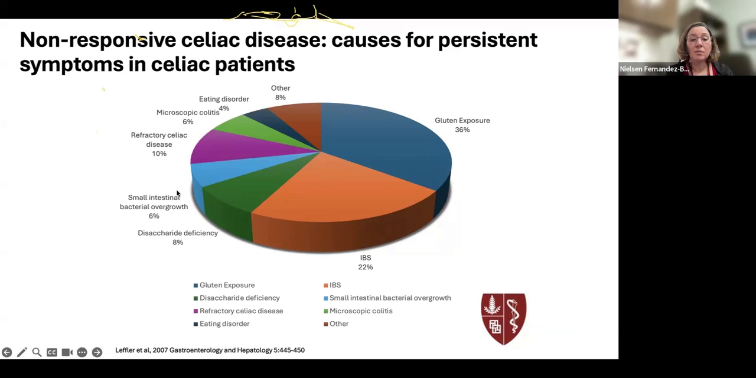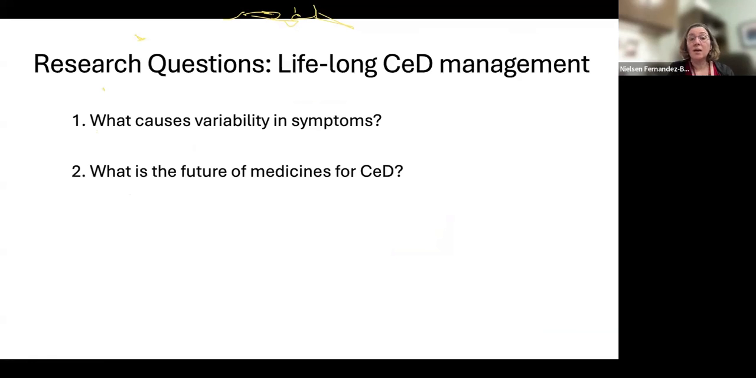But we also look at small intestinal bacterial overgrowth. Some people are lacking enzymes in the brush border that break down carbohydrates, the most common being lactose. But we also have a lot of patients who have microscopic colitis. And we see refractory celiac disease, even though it's rare, is always in the back of our heads, because it's the one condition that we wouldn't want to miss. So that wraps up that section.